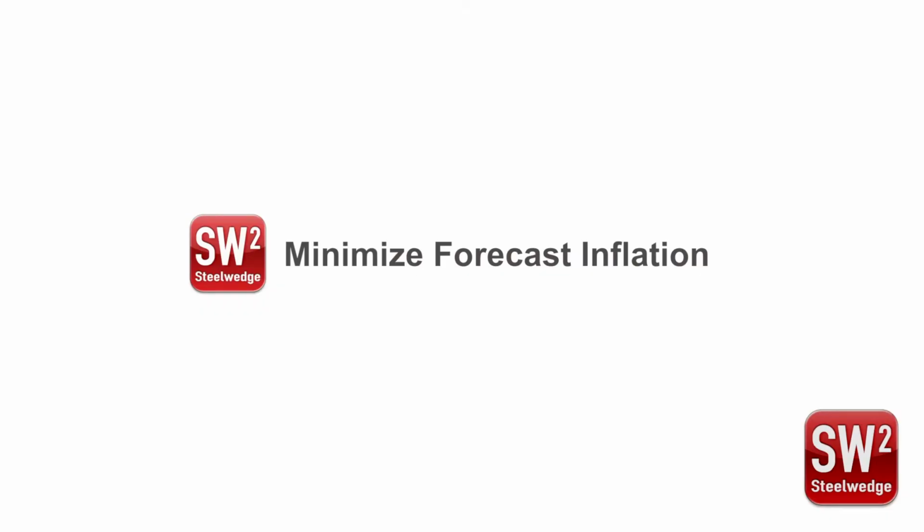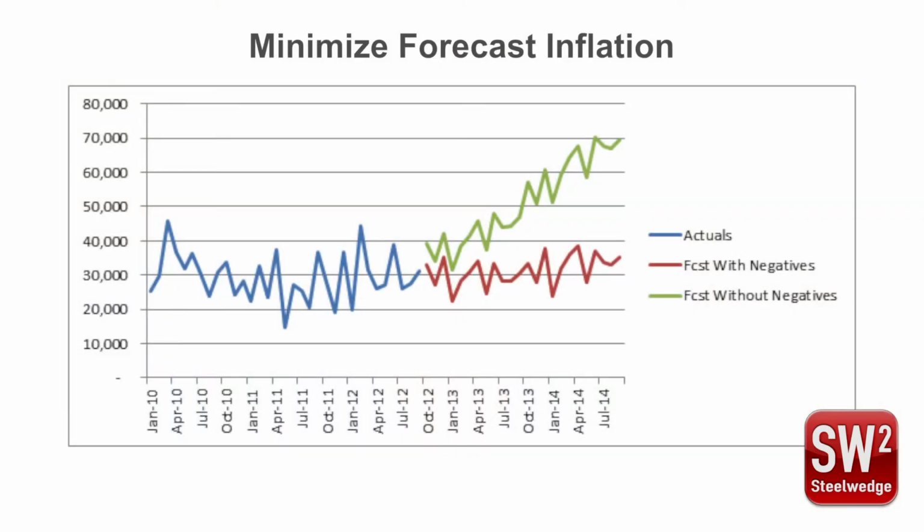Next, forecast inflation. This occurs when certain item forecasts are negative. In general, we don't see a value in a negative forecast of shipments or bookings. Thus, we force the negatives to zero. This has an overall impact of inflating the aggregate forecast. This tends to be more pronounced at lower hierarchy levels where the demand is more variable.